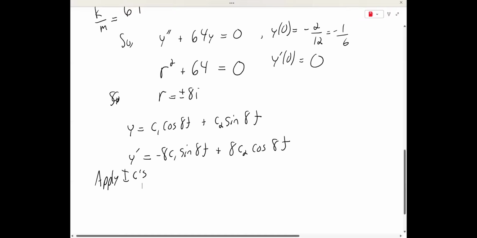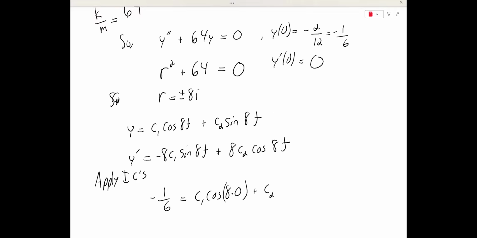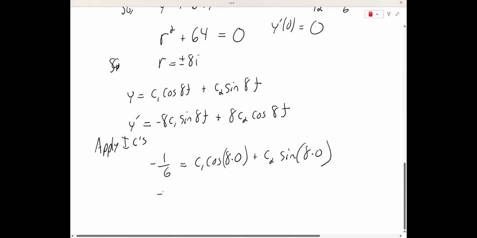Right, so then y of 0 is negative 1/6. I get negative 1/6 equals c1 times cosine of 8 times 0 plus c2 times sine of 8 times 0. So I get that negative 1/6 is equal to what here then? C1, right? Because this is 1 here, and this is 0 over here. Okay, so this is equal to C1. So I know C1 is going to be negative 1/6.